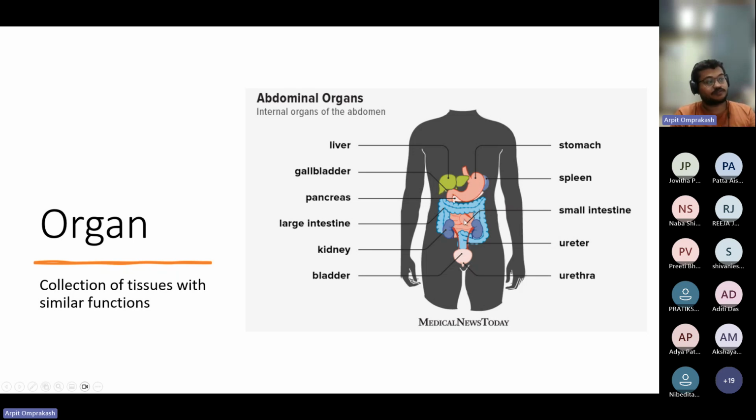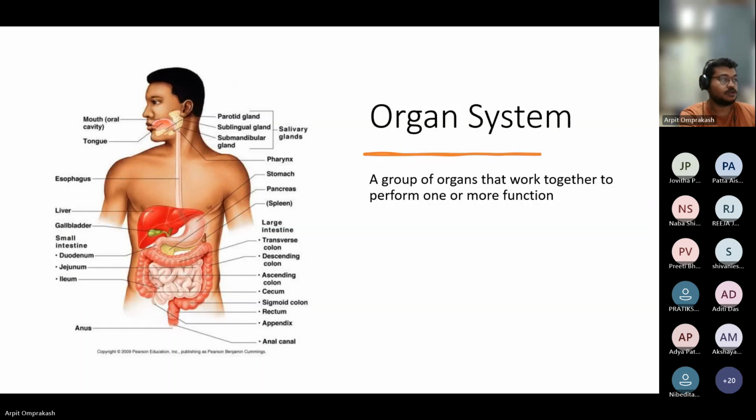Kidney helps in filtration of waste. Bladder helps to store all the urine that is produced. Pancreas generates insulin, which helps in digestion of carbohydrates in food. After organs, we have organ systems, which are basically a group of organs that work together to perform one or more functions.